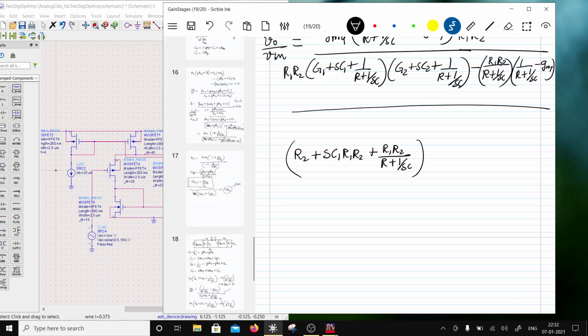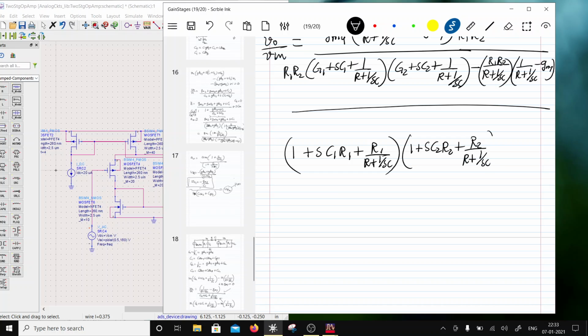Rather, I will not multiply this term with R2, just one second. So let's simplify this way. The first term I will multiply with R1, so I'll be left with 1 plus SC1 R1 plus R1 divided by R plus 1 over SC. And the second term I will multiply with R2. I'll be left with SC2 R2 plus 1 over R plus, so it will be R2 over SC, right?